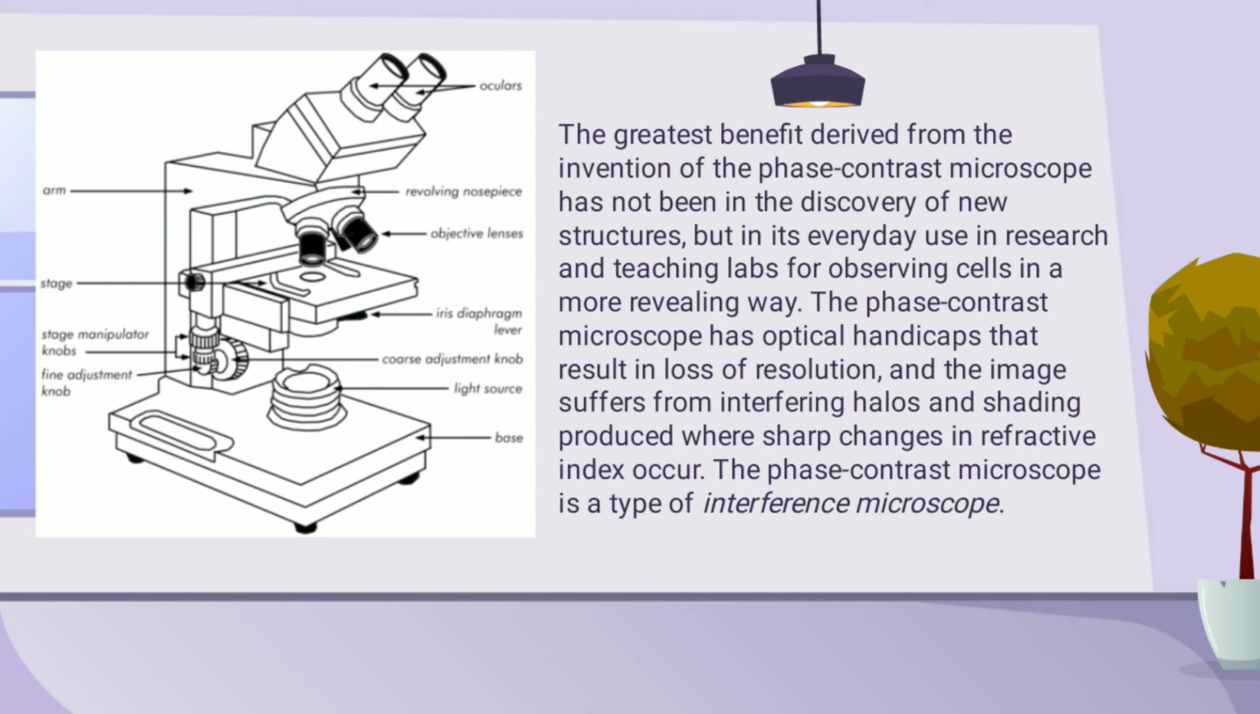The phase contrast microscope has optical handicaps that result in loss of resolution, and the image suffers from interfering halos and shading produced where sharp changes in refractive index occur. The phase contrast microscope is a type of interference microscope. Now, when we say interference microscope, it is one of the techniques used to visualize the surface features. So the illustration that you can see on the screen is a phase contrast microscope.